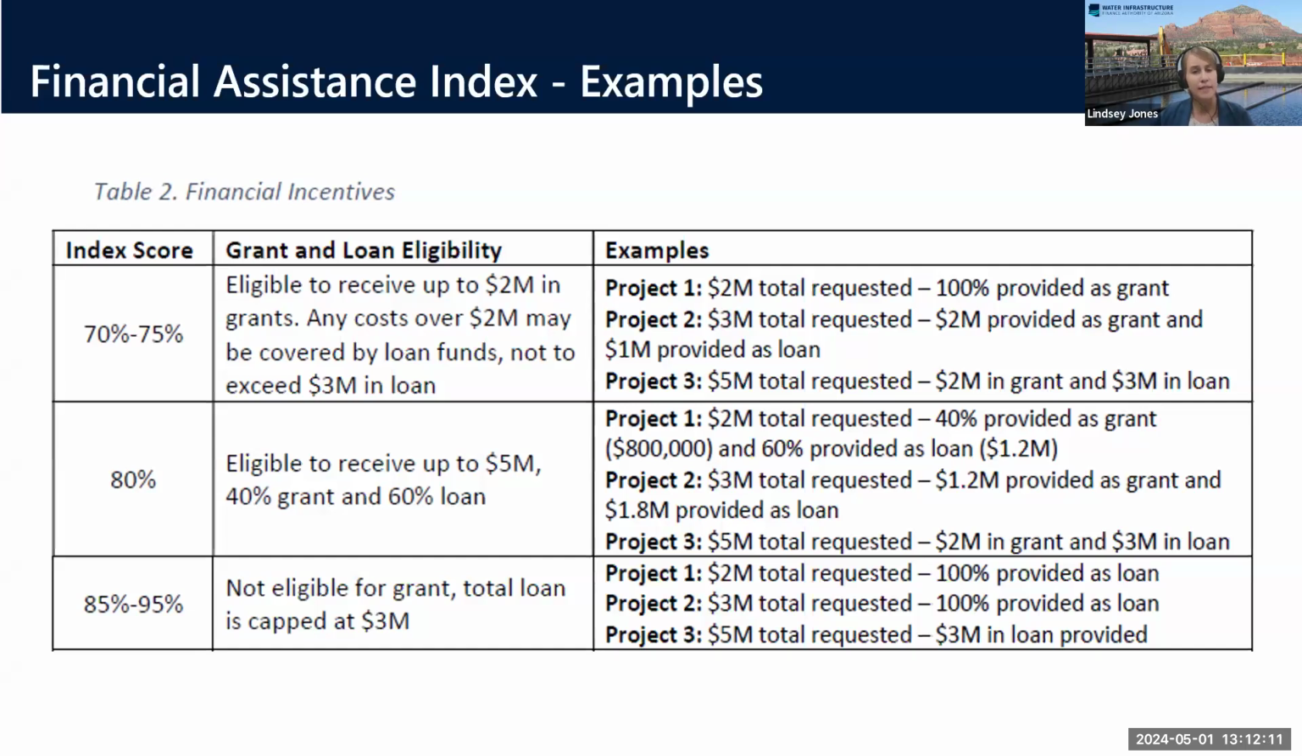So we provide some examples on the right here of how the math would work out for different project examples. Again, for that first row, the tier 1 projects, if they had $2 million or less requested, they could potentially get 100% provided as grant, versus the project 1 on the third tier, if $2 million was requested, 100% could be provided as loan. And again, for the tier 3, it is capped at $3 million instead of 5 because those projects would not be eligible for grant funds.